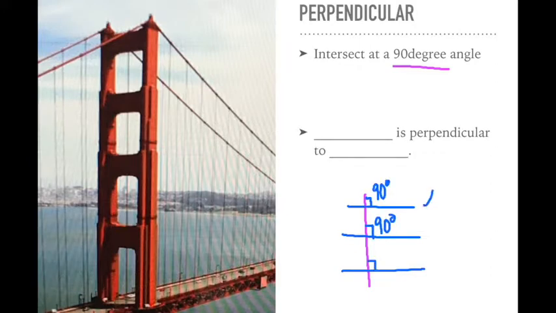And as long as it intersects or crosses at a 90-degree angle, that means they are perpendicular. So if I have line A here and line B in purple, then I can say that line A is perpendicular to line B.